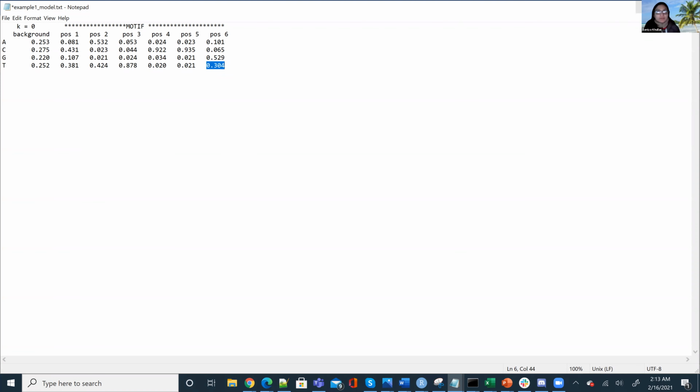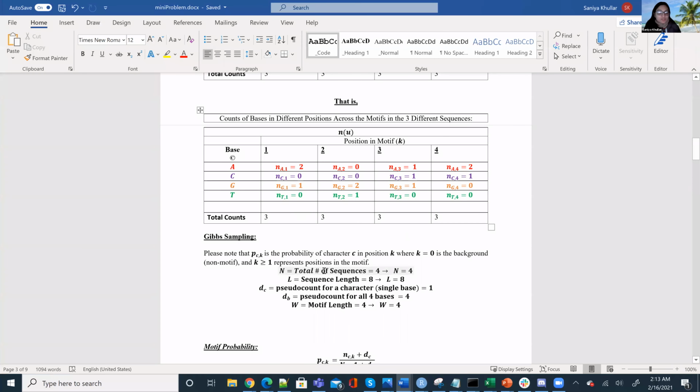And we want to be able to figure it out while holding out sequence 3. We want to work with sequences 1, 2, and 4 to find what this corresponding probability weighted matrix is. Because as you see, these are all probabilities essentially. So whenever these values are greater than or equal to 1, we are looking at positions in the motif. That's what we want to go from these n values all the way to our probability values.